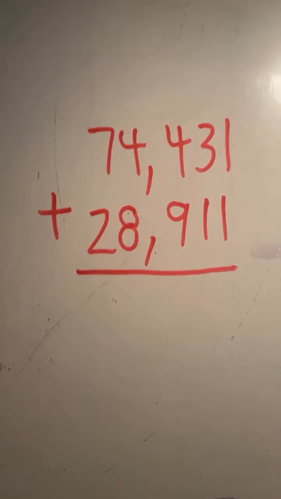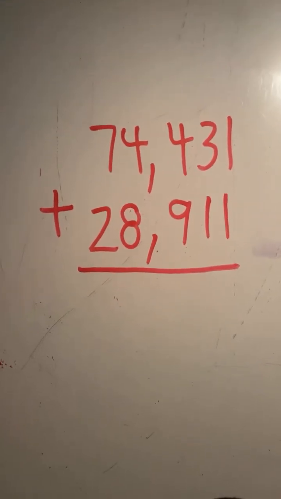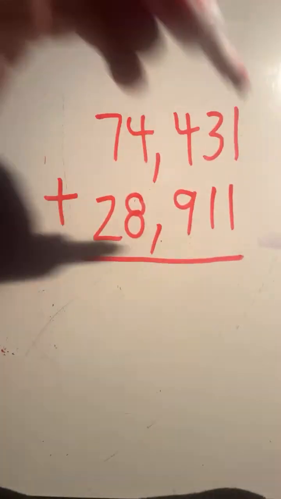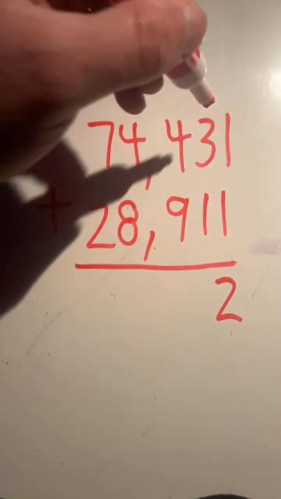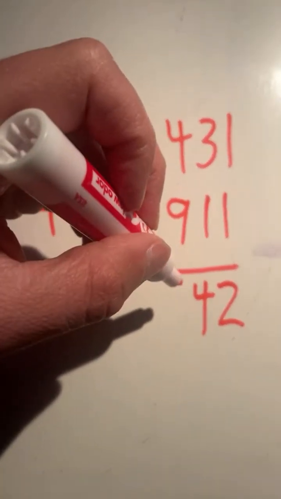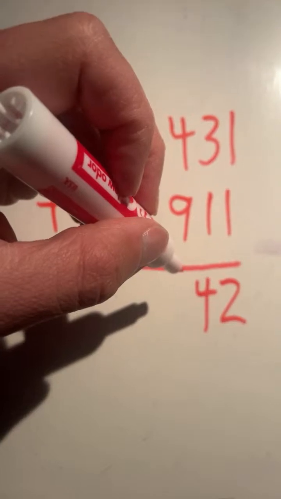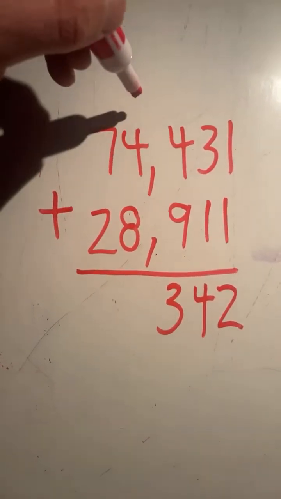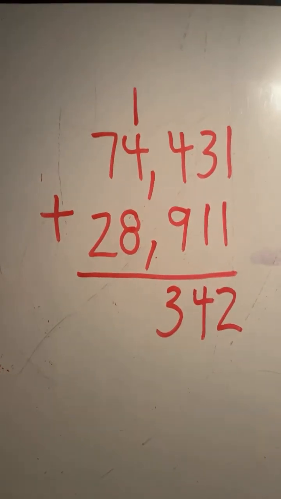All right, so we are starting with the digits all the way in the ones place. 1 plus 1 equals 2. 3 plus 1 equals 4. 4 plus 9 equals 13. So here we need to regroup because our sum is more than 10. So the 3 in 13 is going to go in the hundreds place. The 1 is going to get carried over to the thousands place.